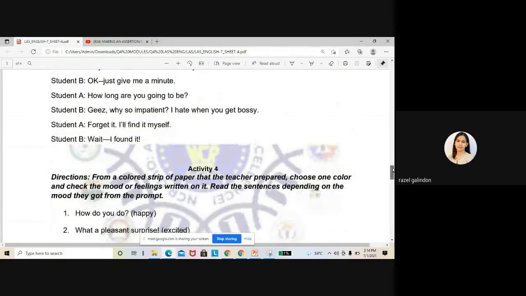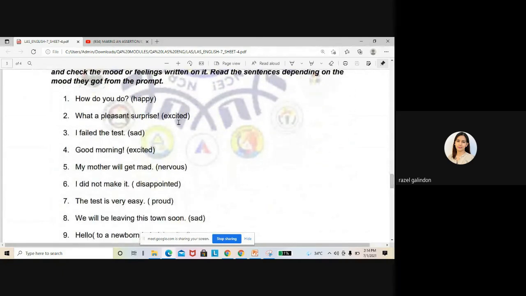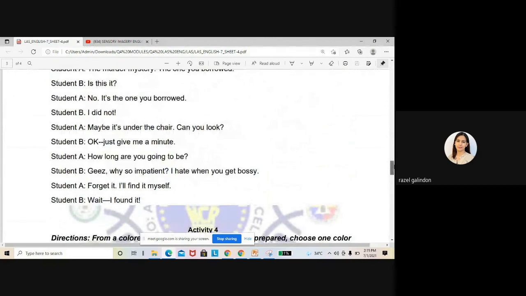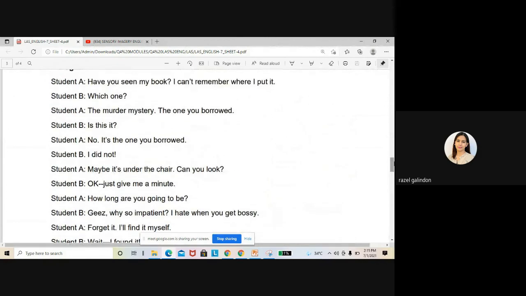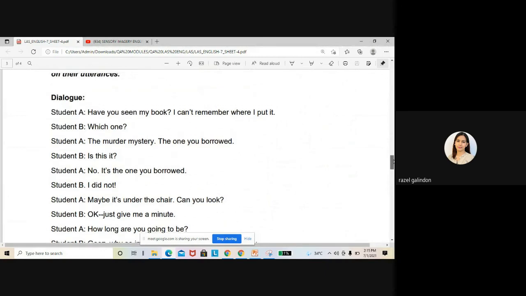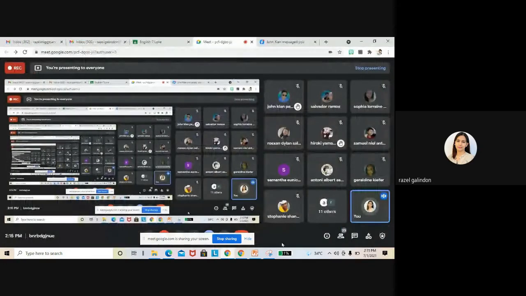So there are some examples here below in activity number 4. Excited, sad, nervous, disappointed, proud, shy, pwede nyo dagdagan like worried, confused, ano pa, surprised, yan. Any emotion that you think is appropriate to this statement. Ma'am? Okay? Ayan, John Kian is raising his hand.